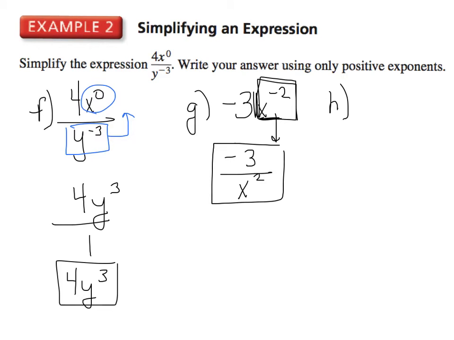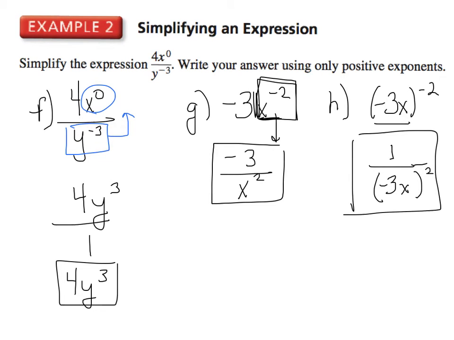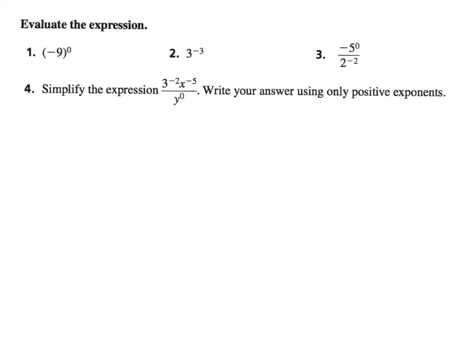Now example h, negative 3x to the negative 2. Everything is being taken to the negative 2 power. So that would become 1 over negative 3x squared. Now, that's not simplified, but you're going to find out in a little bit what happens when you do simplify that. All right, so let's do some examples.